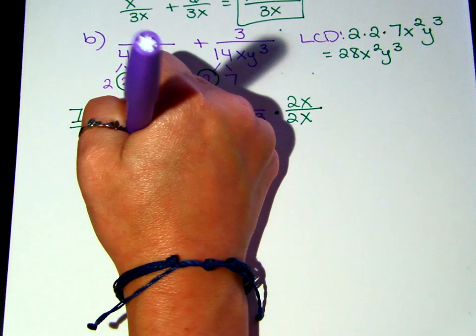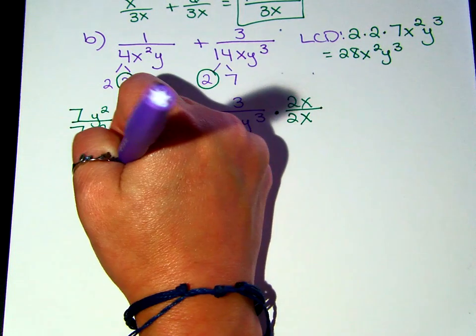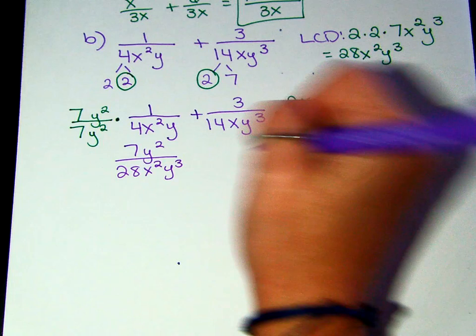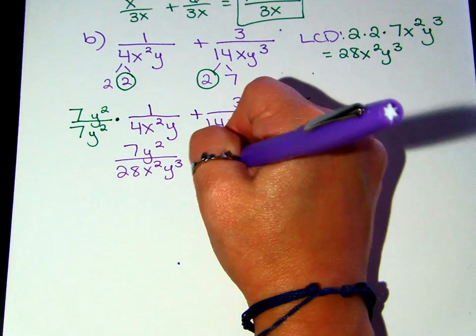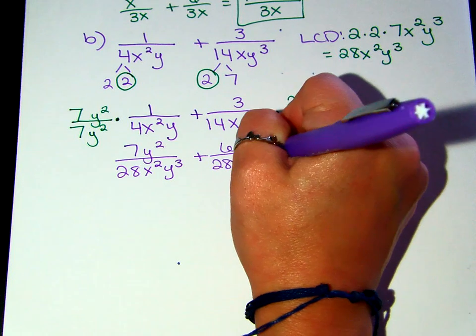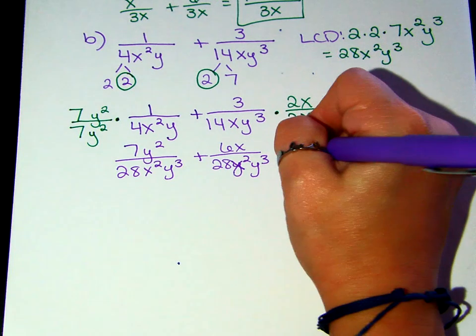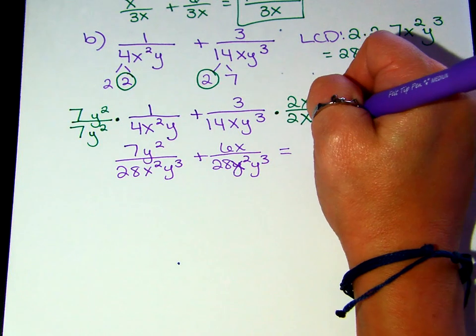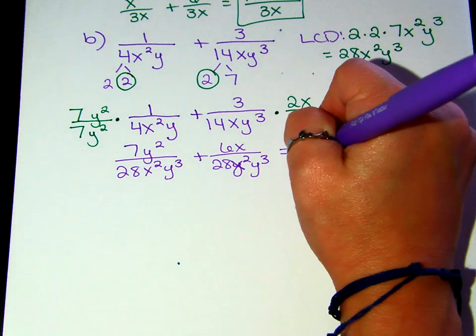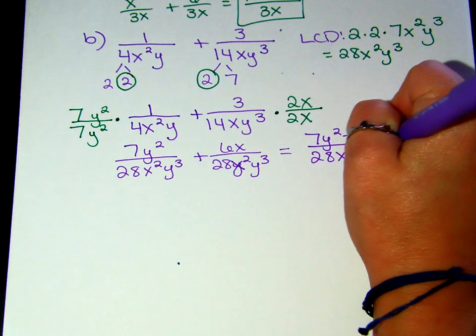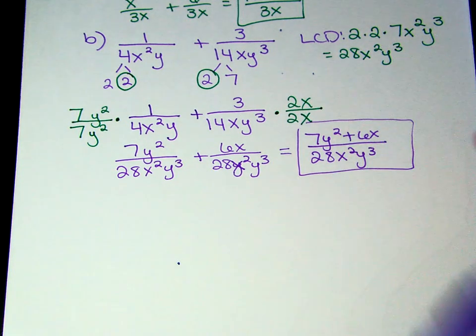This will give me 7y squared over the 28x squared y to the third. Plus, now this is 3 times 2x, which will give me 6x over the 28x squared y to the third. Now I can do my addition straight across the top: 7y squared plus 6x over the 28x squared y to the third. Your problem is also correct if you write 6x first, and then 7y squared. That's because we have the commutative property of addition, so it doesn't matter the order that we write it in.